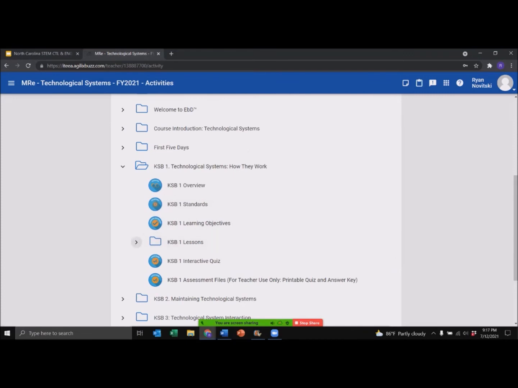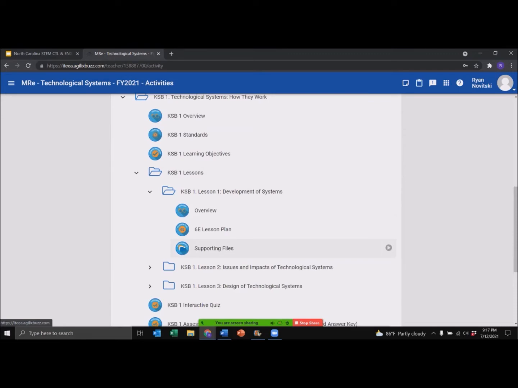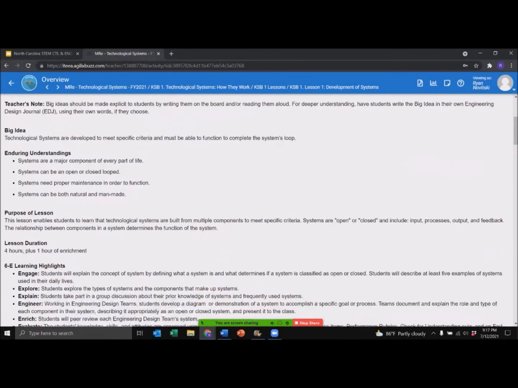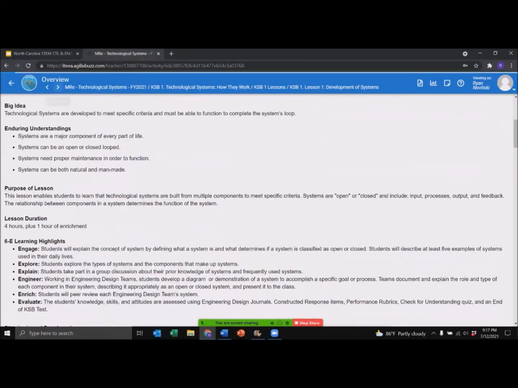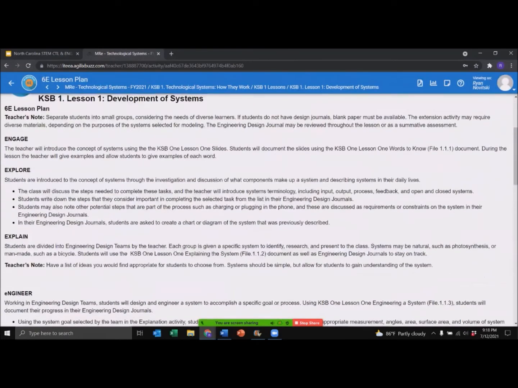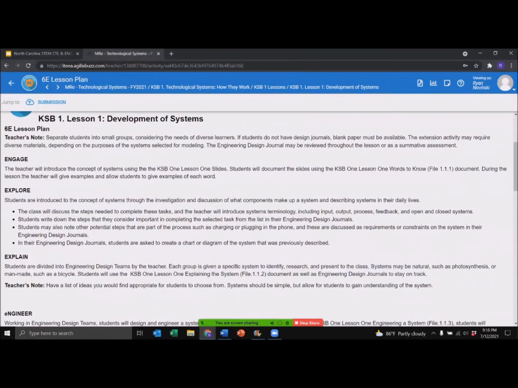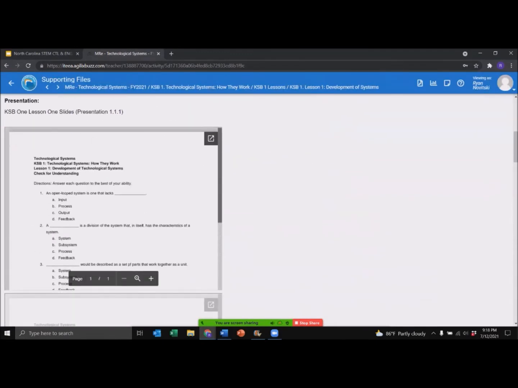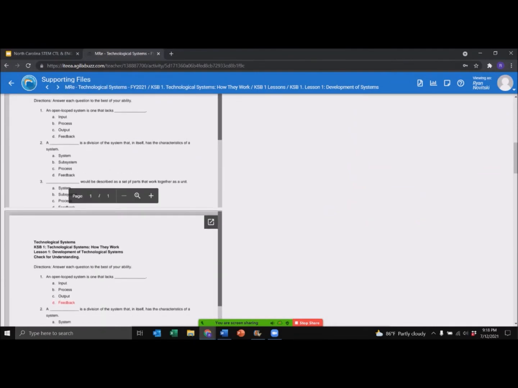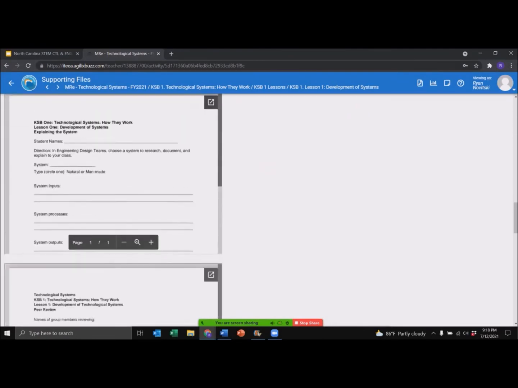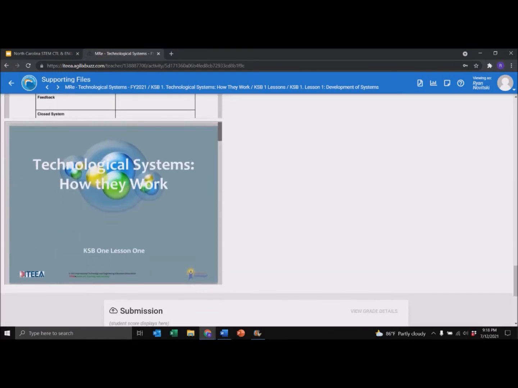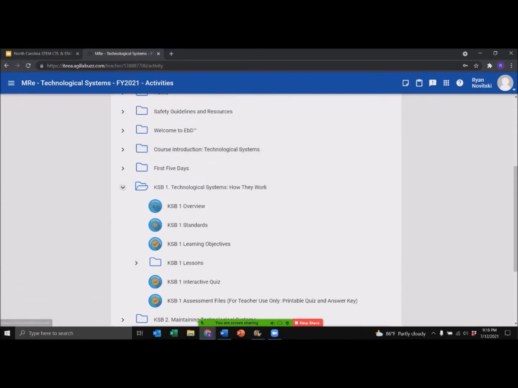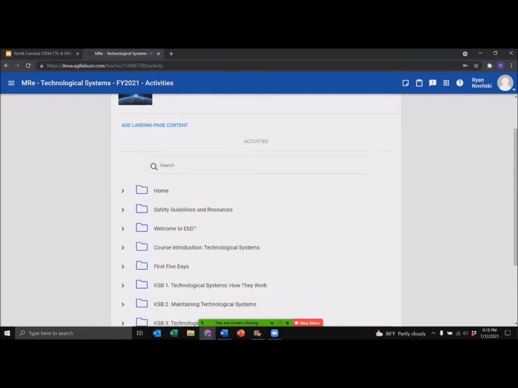Within each KSB are our individual lessons. There's an overview of the lesson within that KSB, big ideas, purpose, a shortened lesson plan via the 6E, going into our full-blown, full-tilt lesson plan. Then development of the systems, which is our supporting files: our KSB 1 slides, presentations, assignments, activities, and every single portion that's needed in order to be successful to teach that individual lesson within your classroom. So all resources are supplied within the learning management system.